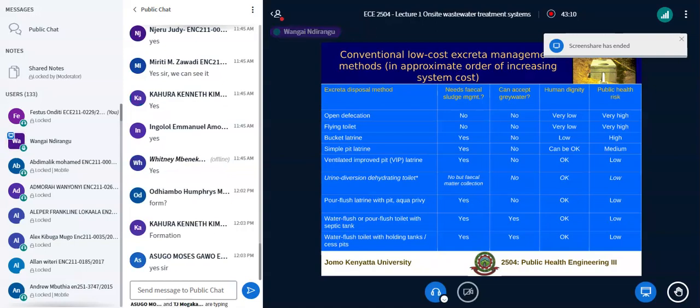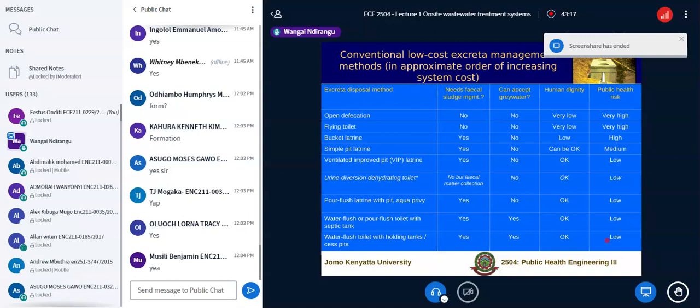Thanks. So we were saying that as we go down the list, our hope in the decentralized is to go to the last two, where we have a high level of ability to manage the fecal sludge. We have the capacity to accept all the water, both gray and black, that is generated within the households. We sustain a high level of human dignity and low risk to public health.